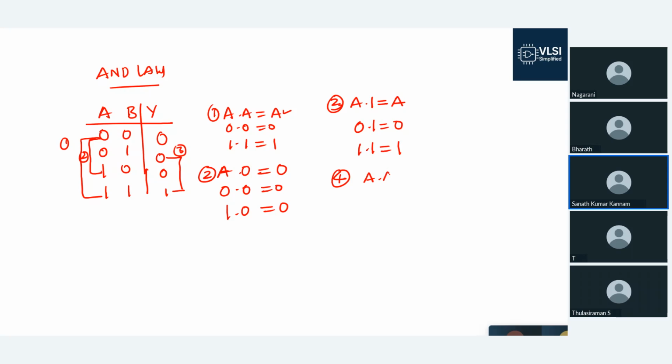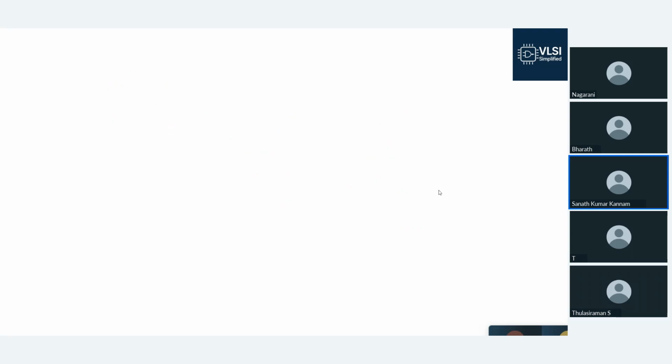A and A bar equal to 0. A and A bar equal to 0 means A is 0, and its complement, A is 0, what is its complement? 1. A is 1, what is its complement? 0. So A is 0, its complement 1, equals 0, and A is 1, its complement 0, equals 0. So these are nothing but the AND laws.